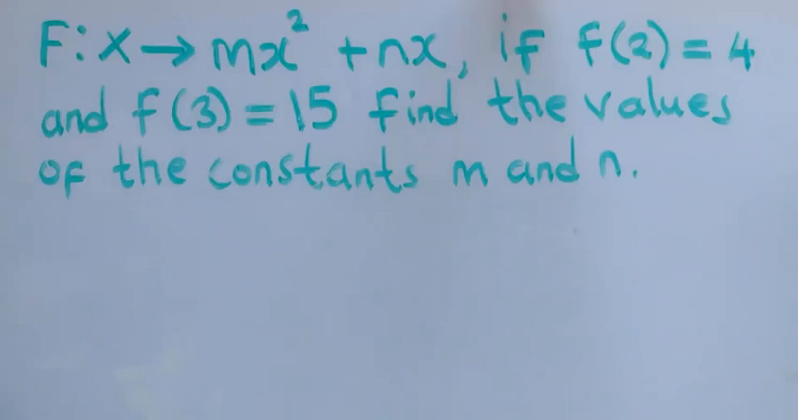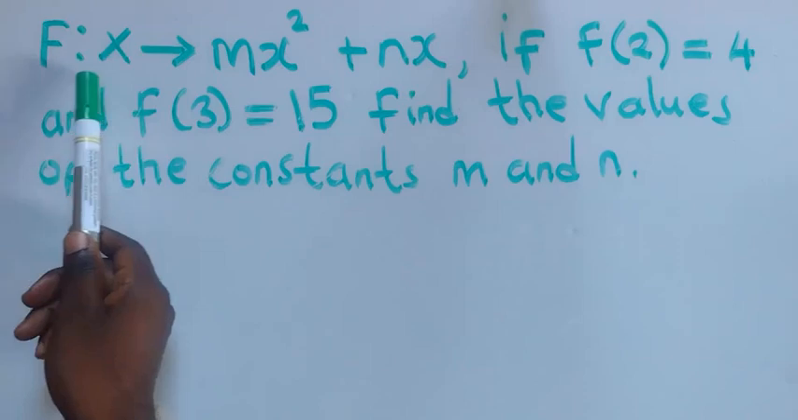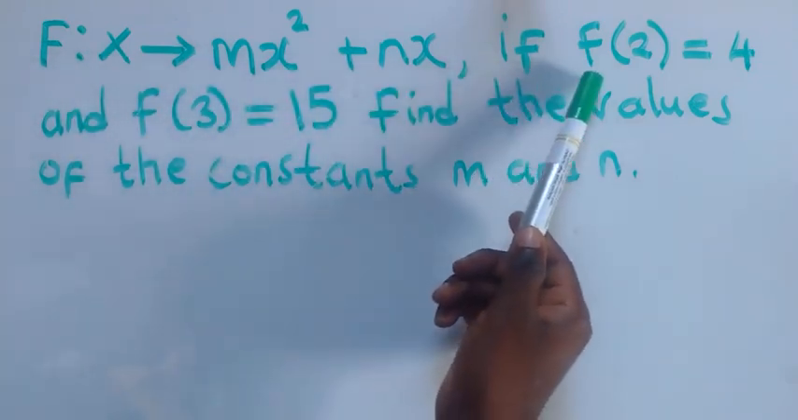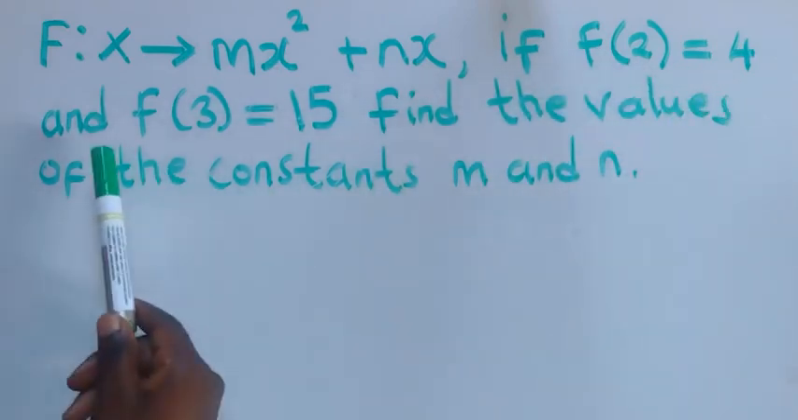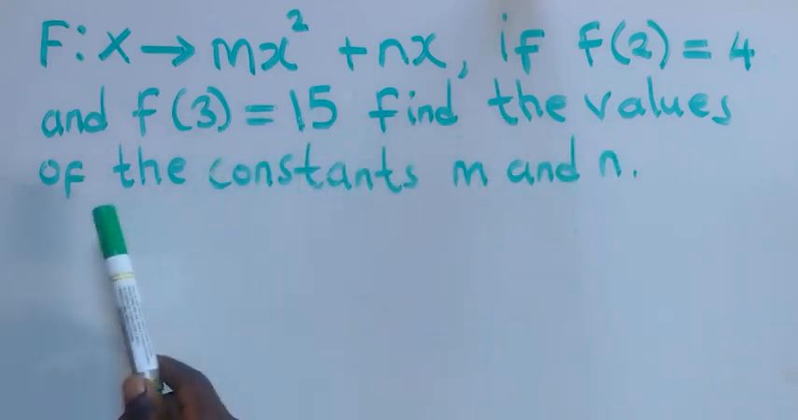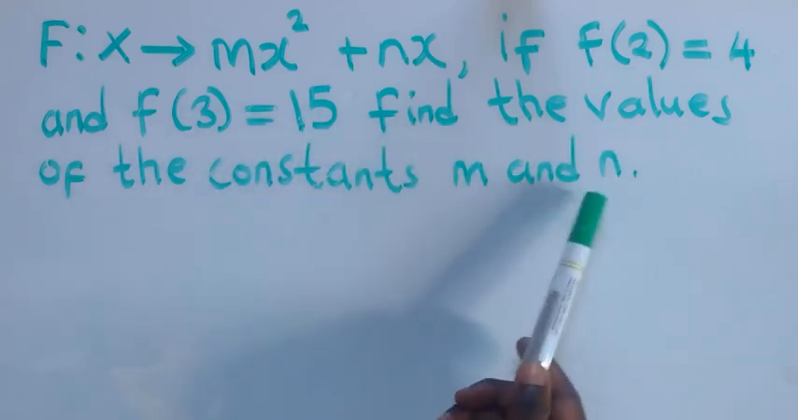So in this presentation, I want us to answer this simple question right here. The question reads: f(x) is equal to mx² + nx. If f(2) is equal to 4 and f(3) is equal to 15, find the values of the constants m and n.